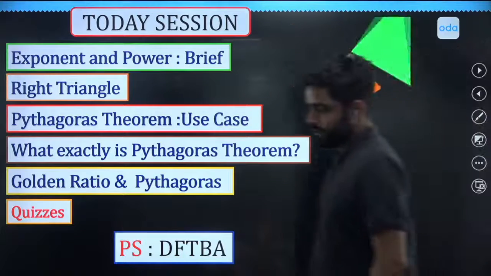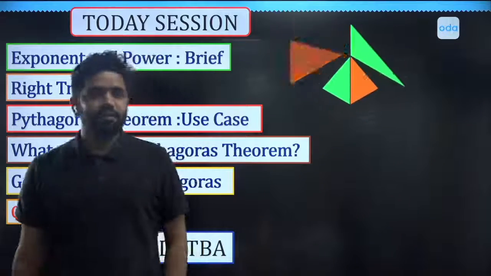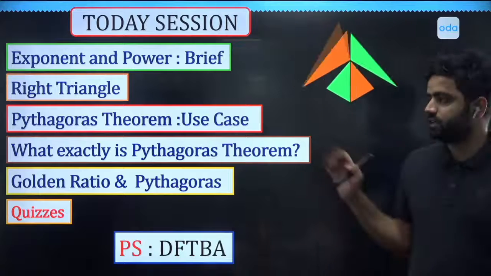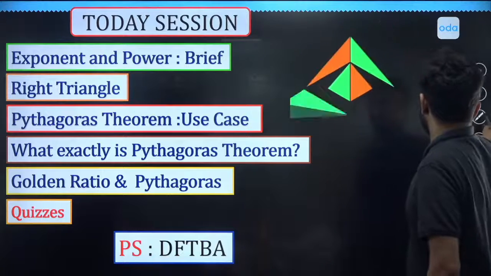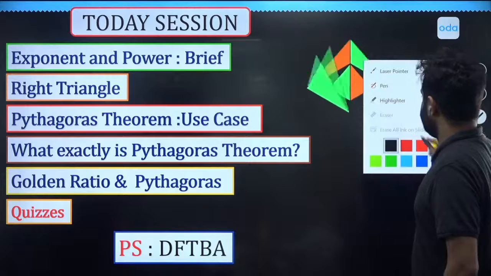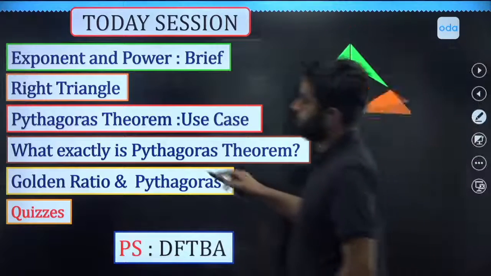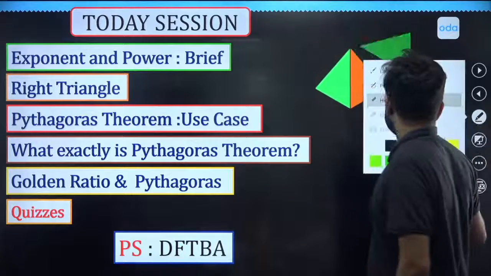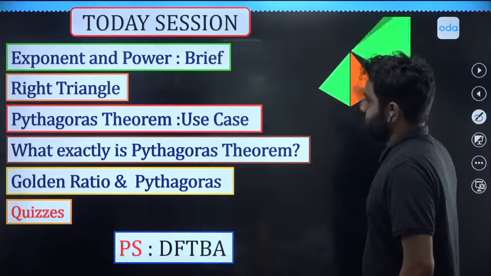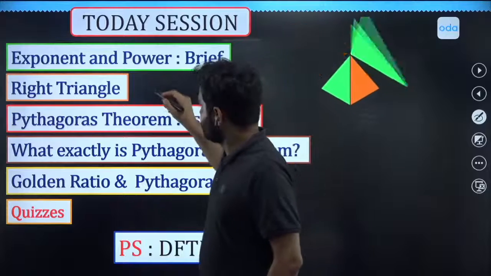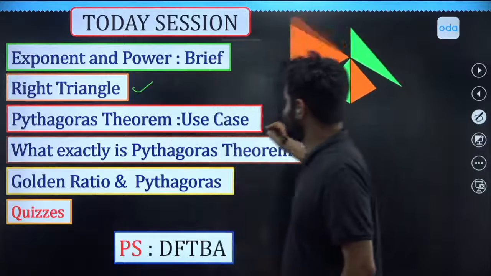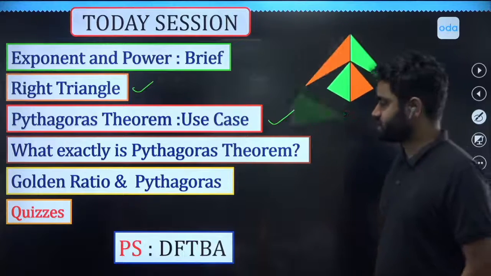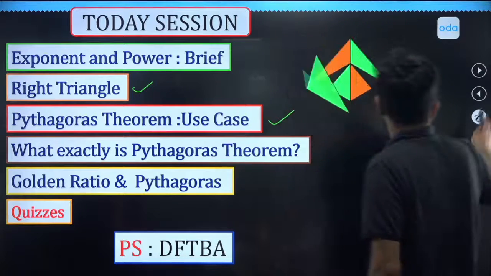So what we are going to learn today: when we are going to apply Pythagoras theorem, we need to have the knowledge of exponents. That is the first thing we are going to discuss today in the session, what exponents are and how we apply them in the case of Pythagoras theorem. And next, what a right angle triangle is, how to apply Pythagoras theorem, what the use case is, and what exactly Pythagoras theorem is. At the last, we are going to discuss the golden ratio. So let's learn the Pythagoras theorem.